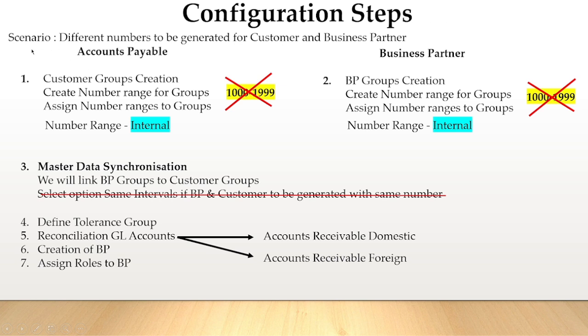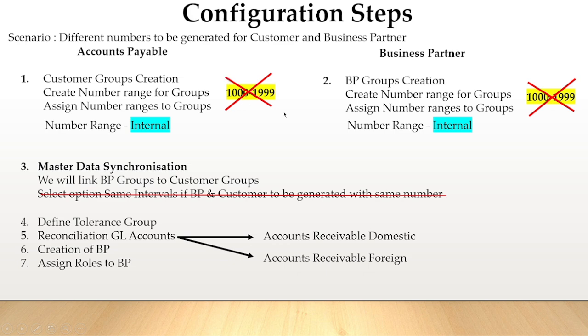Configuration steps. Now the scenario is different numbers to be generated for customer and business partner. First step is customer group creation, then create number ranges for groups, then assign these number ranges to customer groups. Second step is business partner groups creation, then create number ranges for business partner groups, then assign these number ranges to business partner groups.